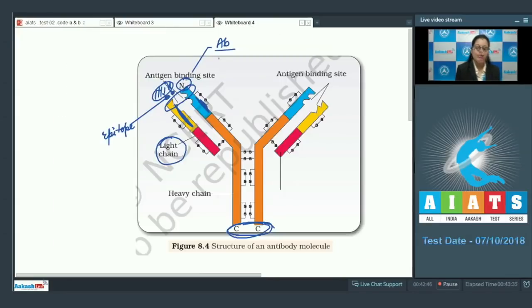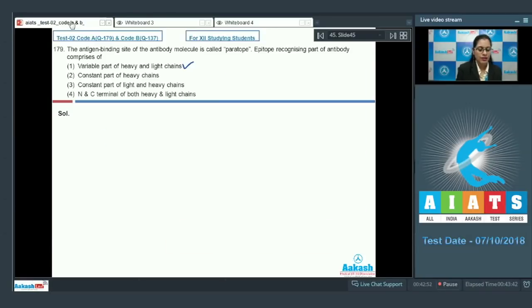As we can see, this antigen binding site consists of variable regions of both light and heavy chains. Now, the second option given is constant part of heavy chain, and this is incorrect because whether it's a constant part of light chain or constant part of heavy chain, it does not provide the antigen binding site. The third option given is constant part of light and heavy chain, and this is also incorrect. And the last option given is N and C terminal of both heavy and light chain, and this is also incorrect because it is only the N terminal of both light and heavy chains which will participate in forming the antigen binding site. So the correct answer for this question is option number 1.